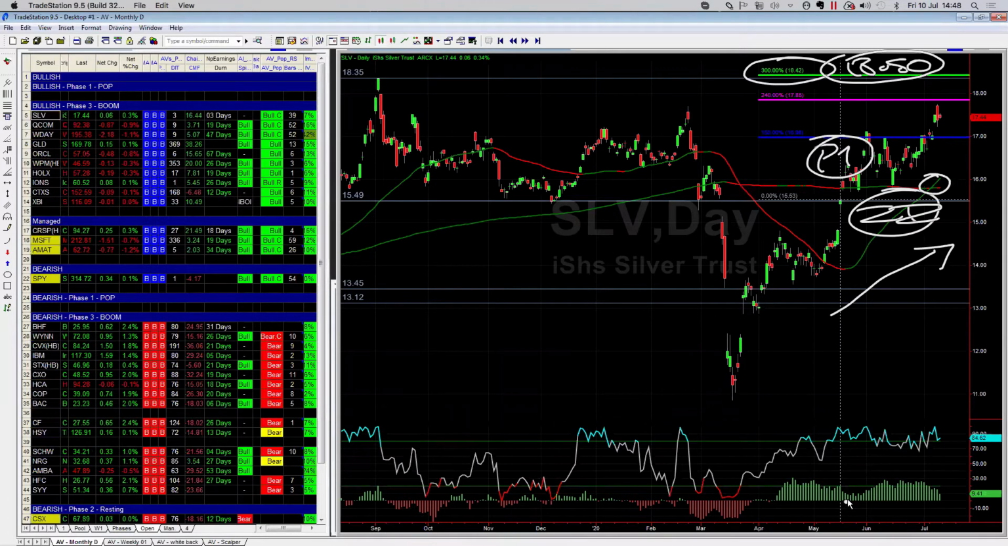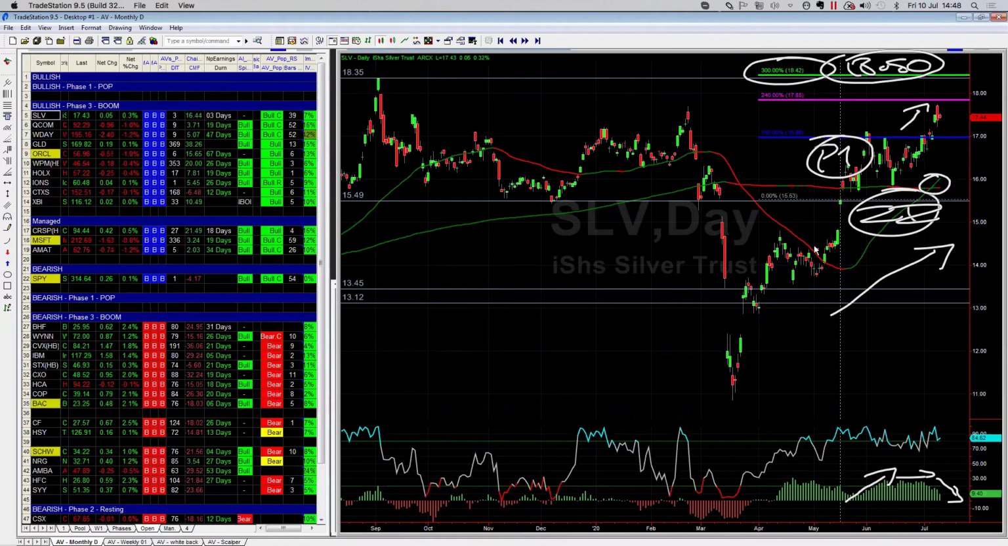From a volume and momentum point of view, we can see that we've been increasing in volume and increasing in momentum. But right now, we can see that it's gone sideways and it's starting to taper off a little bit. So the volume and momentum combination is slowing down on this rally, and that's not normally a good sign.